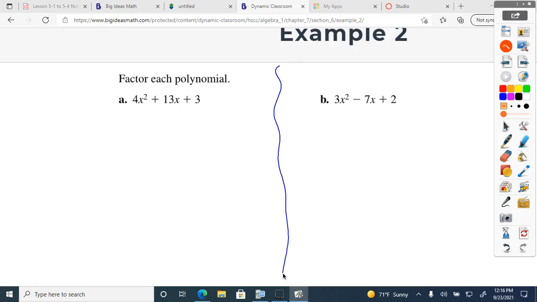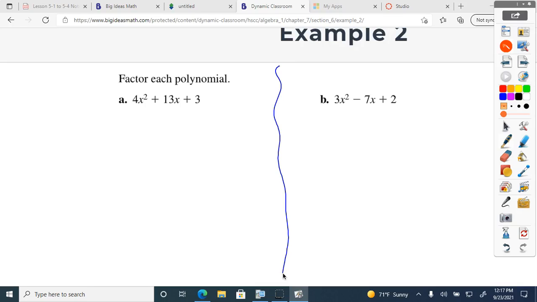No, there's not. 4, 13, and 3, nothing goes into all 3 of those evenly. Okay? They don't all have an X. So, what I'm going to do, and there's lots of different names to what I'm about to do. Some people call it borrowing. That's what I call it. Some people call it the housetop method. There's a whole bunch of different ways. Okay, I like calling it borrowing.